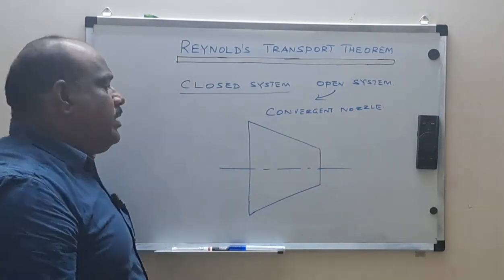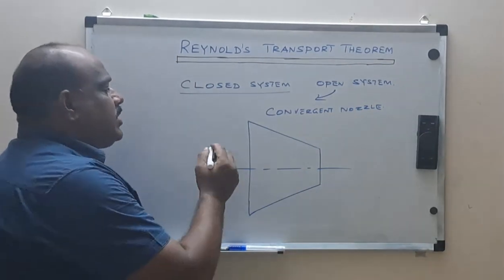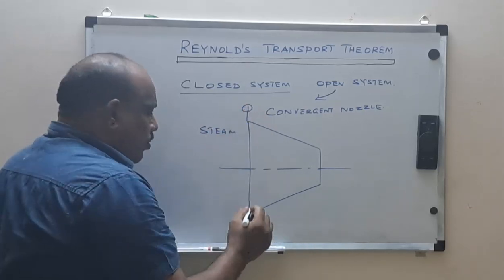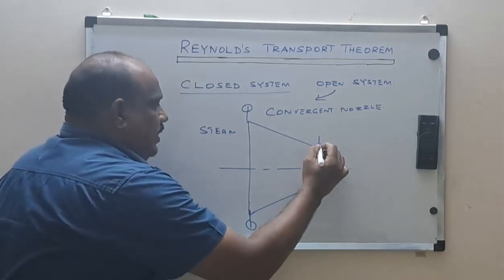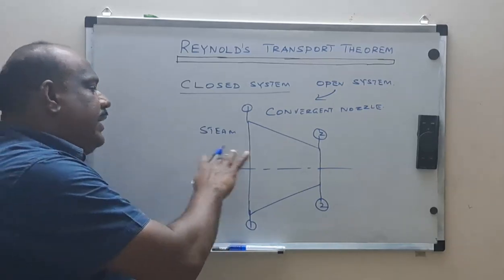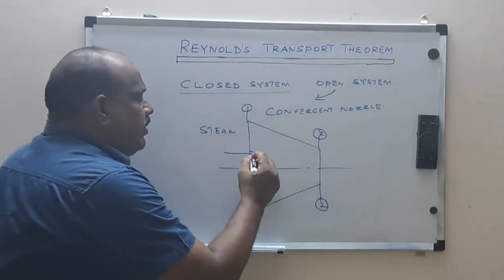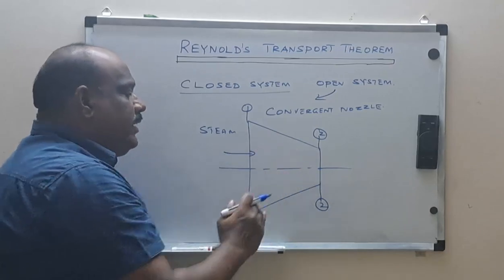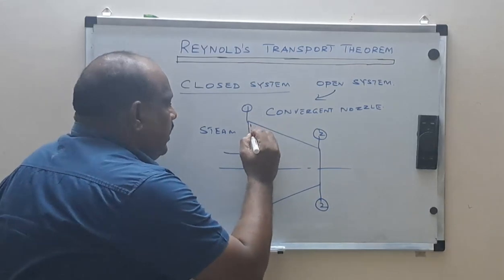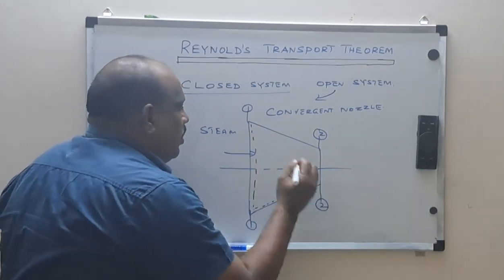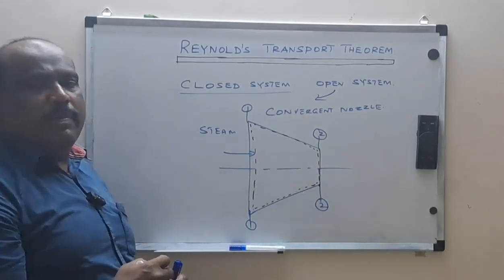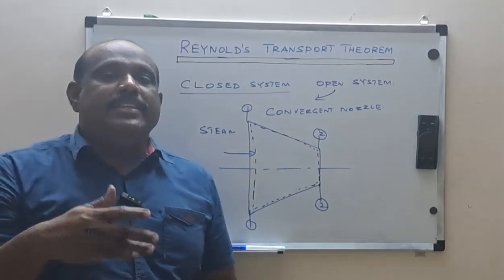Let us assume steam is coming at the inlet. Let this be the inlet, say 1-1, and the outlet at the exit, say 2-2. So steam is going to enter and leave. Here, which is my system? I am going to imagine a control volume surrounding this, very close to it. Within this volume is my control volume. It's not actually real, it's an imaginary control volume.